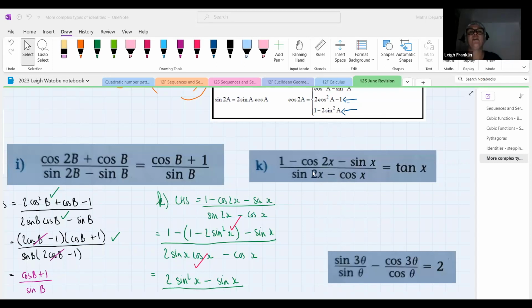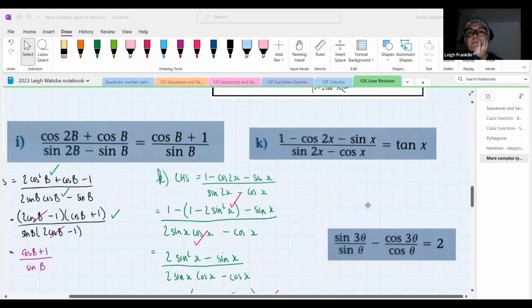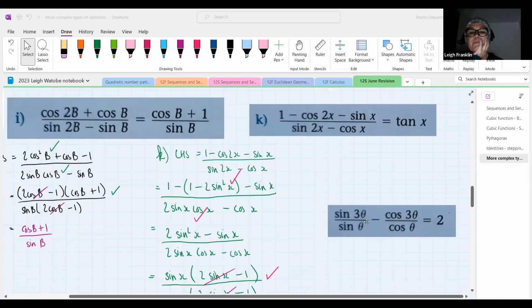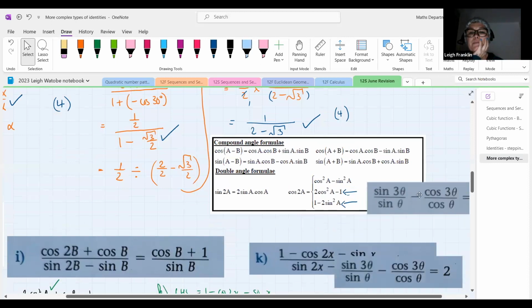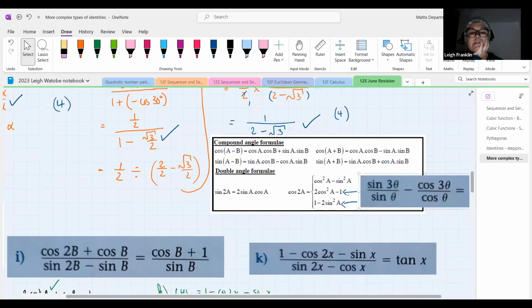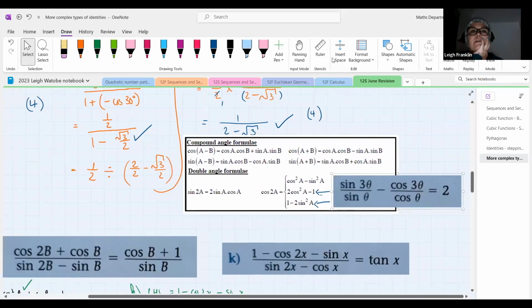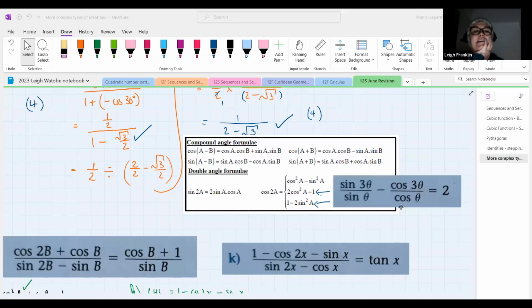Nice. Okay, compound angles. Indeed, Jude, how are we going to write 3 theta? You guys are on fire tonight. Beautiful. Jude, how are we going to write 3 theta? Any ideas? Sine 2 theta plus sine theta.